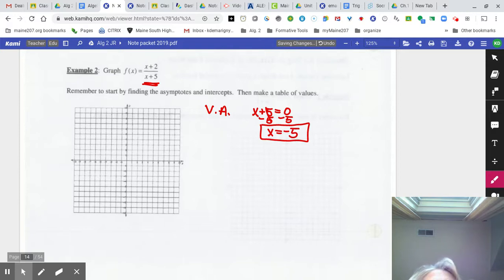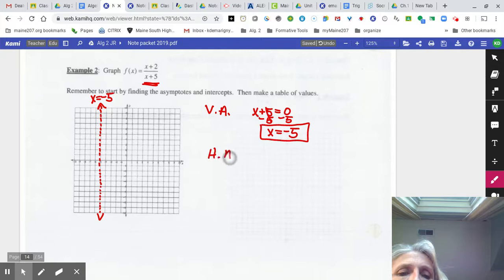So I'm going to come over here. I'm going to count over 1, 2, 3, 4, 5. And I'm going to put my vertical asymptote on. Right, here's my vertical asymptote. And I label it x equals negative 5. And then I'm going to calculate my horizontal asymptote.